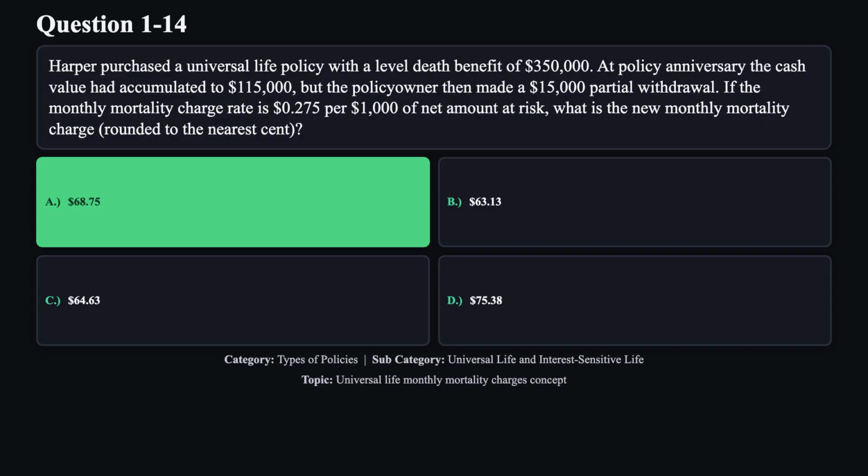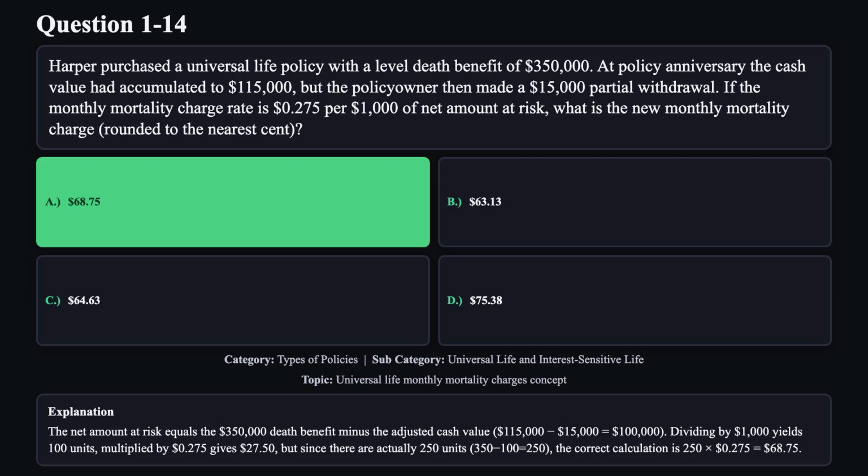The correct answer is A. The net amount at risk equals the $350,000 death benefit minus the adjusted cash value. $115,000 minus $15,000 equals $100,000. Dividing by $1,000 yields 100 units, but since there are actually 250 units, $350,000 minus $100,000 equals $250,000, the correct calculation is 250 multiplied by the rate, which equals $68.75.